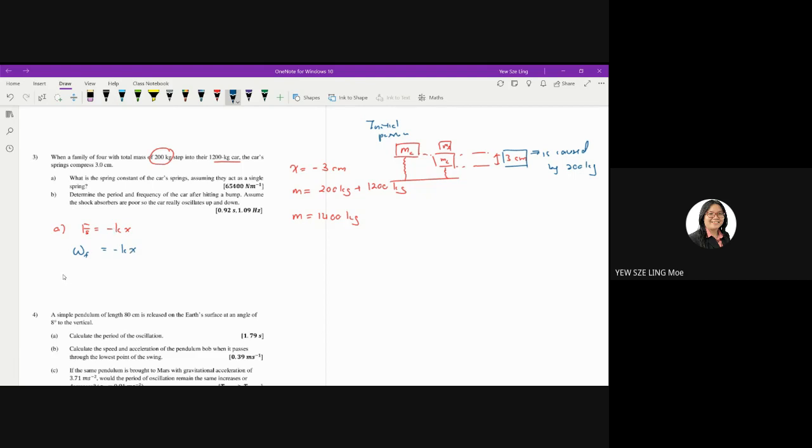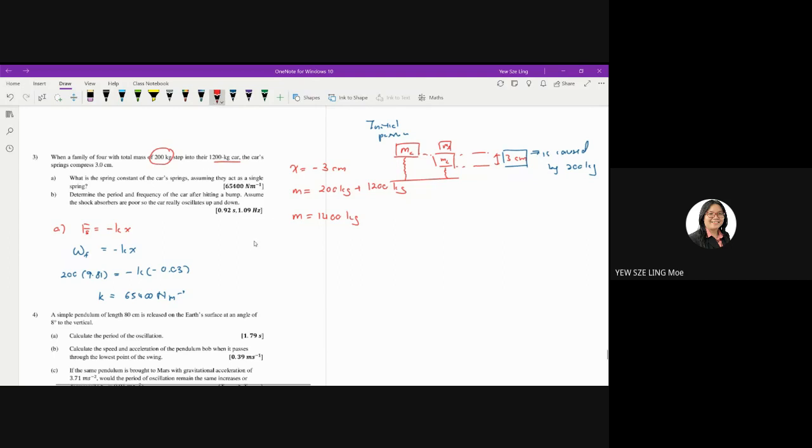So W family, we have 200 kg times 9.81 equals negative k times negative 3 cm, which is 0.03. So rearranging the equation, we obtain k equals 65400 N m^-1. We use the weight of the family because this 3 cm compression is caused by the family.